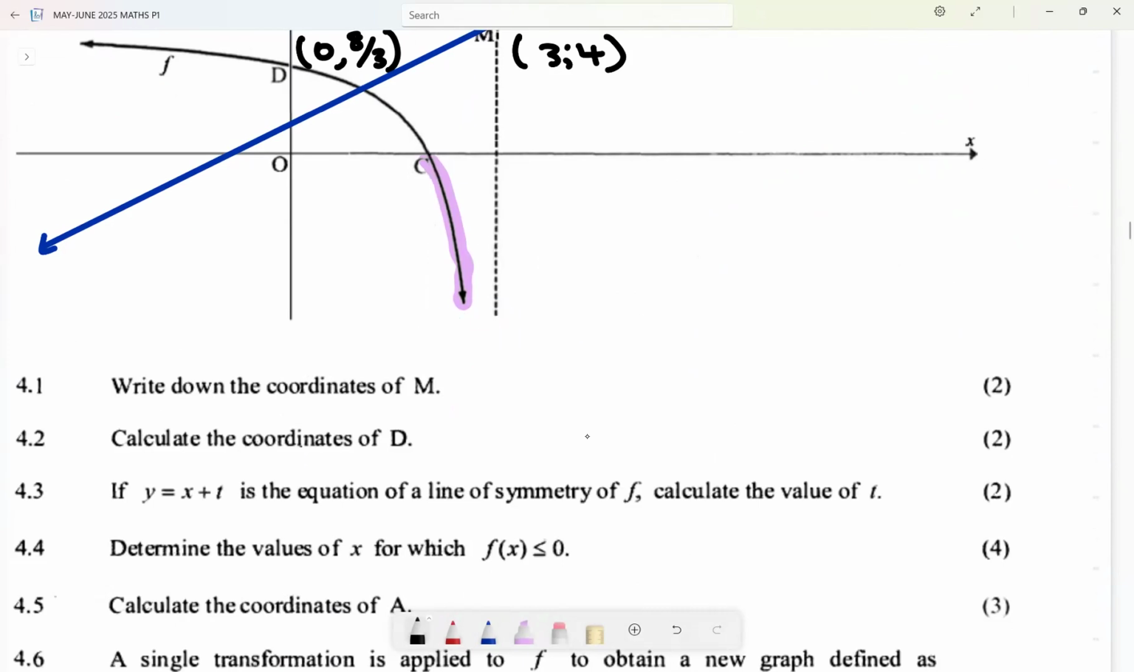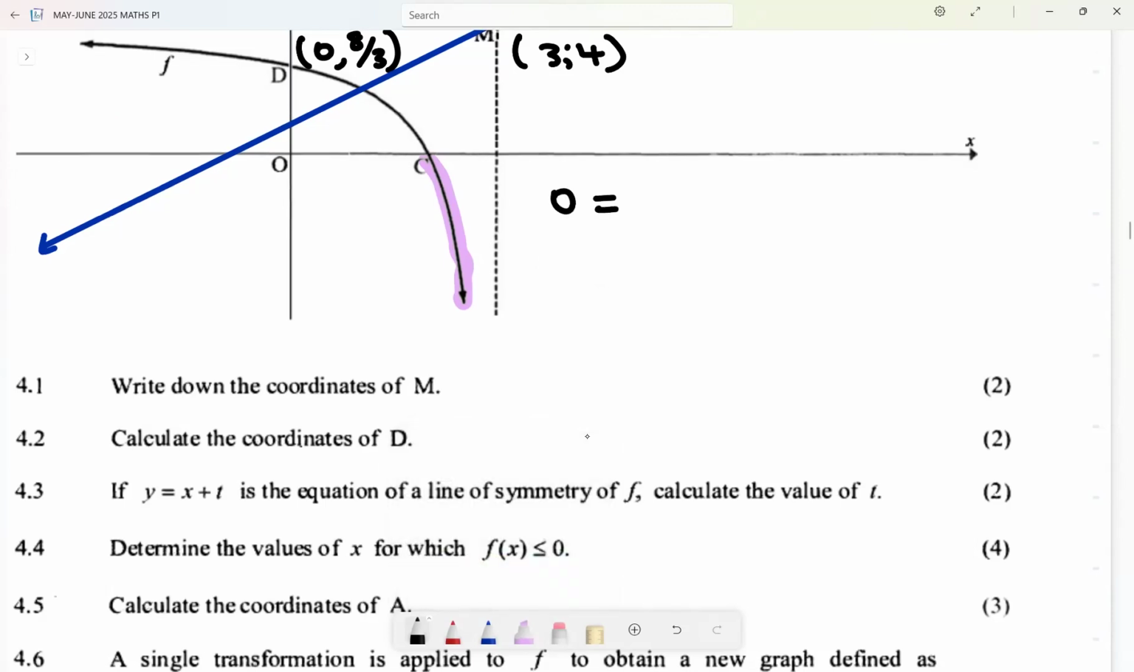So what is C, guys? C is my y-intercept, basically. Not y-intercept, x-intercept, basically, guys. So how can I find that x-intercept? It's easy. You know, for x-intercept, you let y equal to 0, and then you become a mathematician, you solve. Let's do that.